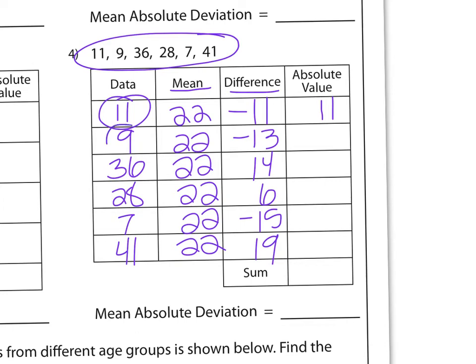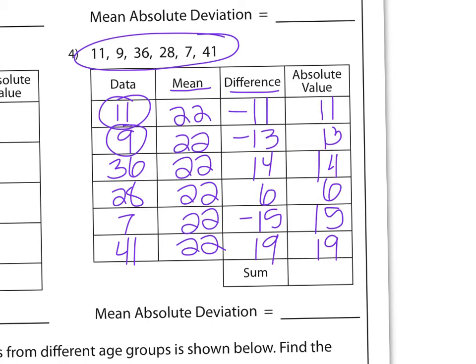The data point 9 is 13 points smaller than the mean, which means it's 13 points away from the mean. So that's where we get that absolute. When it's talking about mean absolute deviation, we don't really care if these data points are bigger or smaller than the mean. We're just trying to figure out how far away from the mean they are.